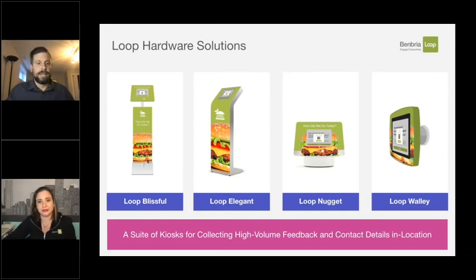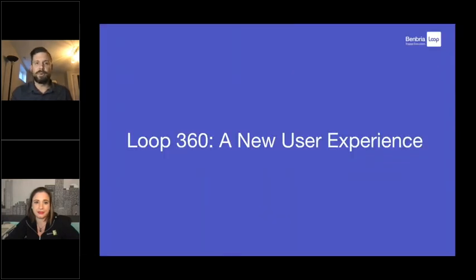And this is an example of the hardware solution. Sometimes people ask what they look like, and some people have certain design features. So maybe the Blissful or the Elegant, maybe a little more robust there. Sometimes the real estate's pretty small, maybe in a small retail location, so the Loop Nugget is an option too. And again, obviously we have the wall function as well in the Loop Wally. And that concludes my portion, I believe.